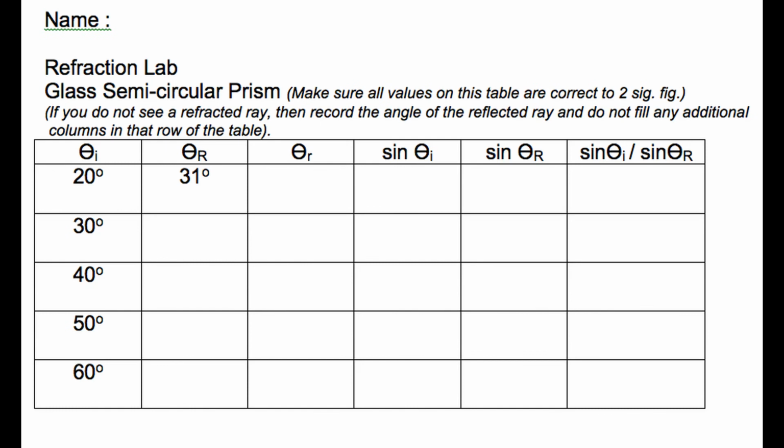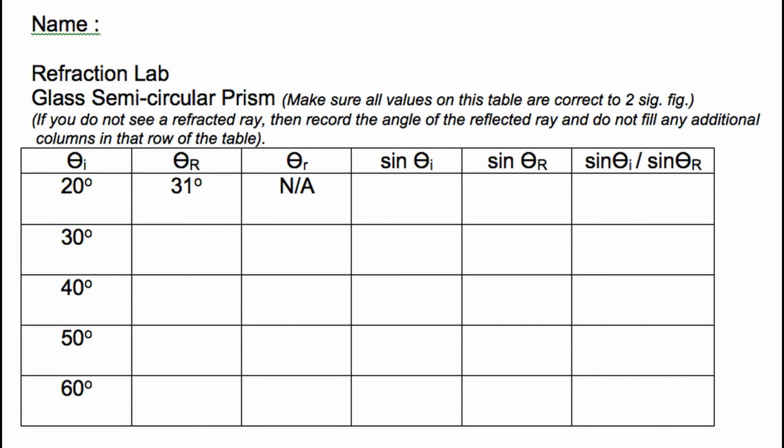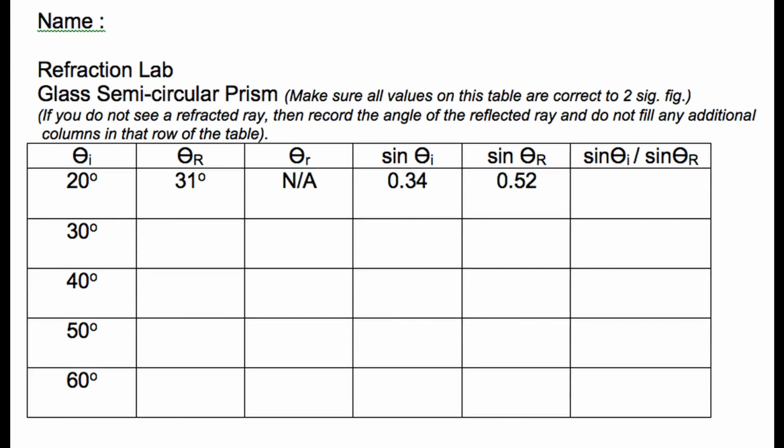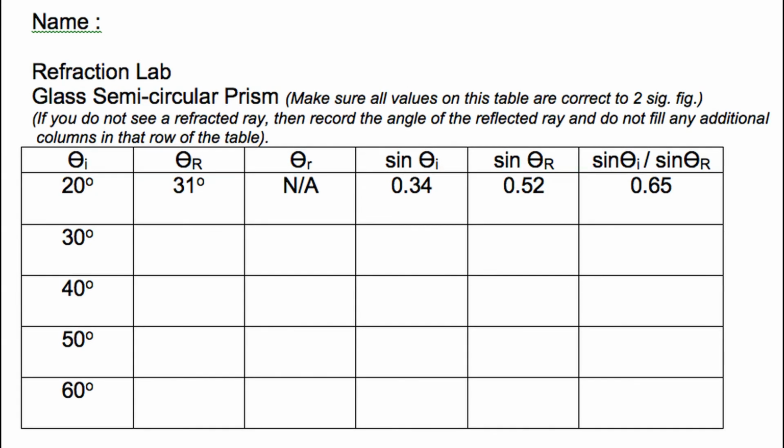Based on our protractor and measuring from the normal, our first angle of refraction is 31 degrees. There is no reflected ray. Sine theta 1 is 0.34, and it's important that you keep these values to just two significant digits. Sine of the angle of refraction is 0.52, and the ratio of sine theta I over sine theta R, or sine of the angle of incidence divided by sine of the angle of refraction, is 0.65.